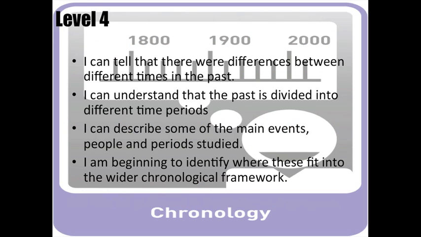A Level 4 student working with chronology would be able to prove that they can do the following four points. Understand that there were differences between different times in the past. Understand that the past can be divided, for simplicity, into different general time periods. Understand some of the main events, peoples and periods that we are discussing, and begin to identify the order in which these periods best fit. A Level 4 student on average at Plymstock School should be achieving Level 4 around Year 7.